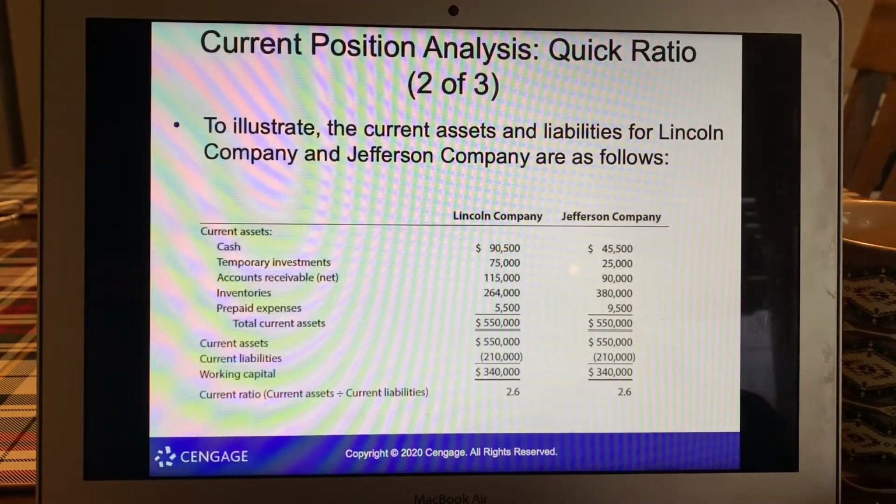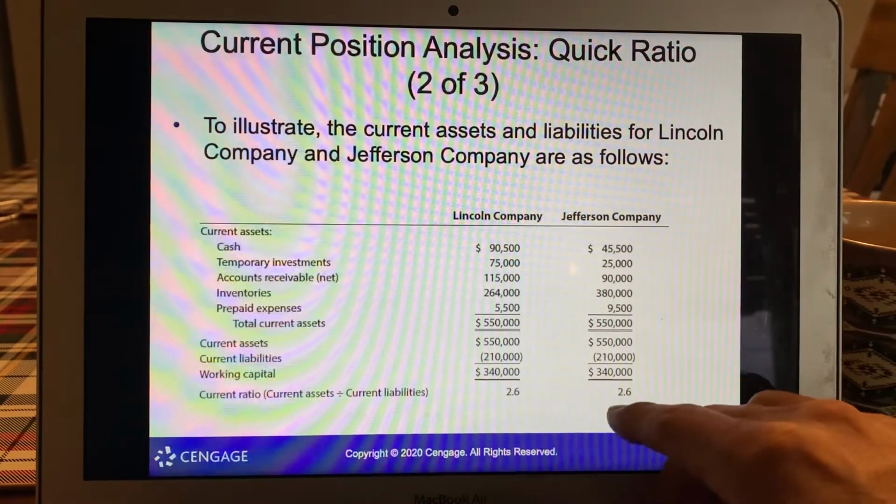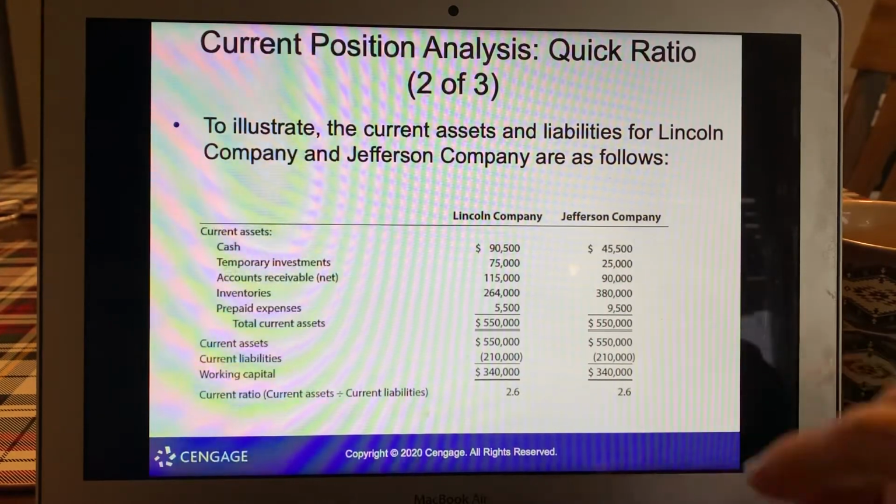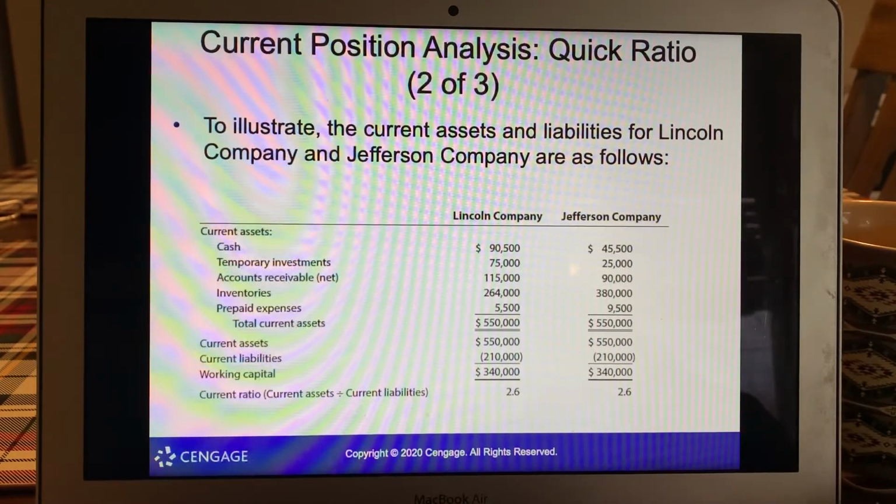So here's a couple of examples. Here's Lincoln and here's Jefferson, 2.6, and they're both 2.6. So they're both very, very similar, and whenever we compare them, that's what we want. So we want to be as liquid as possible, okay?